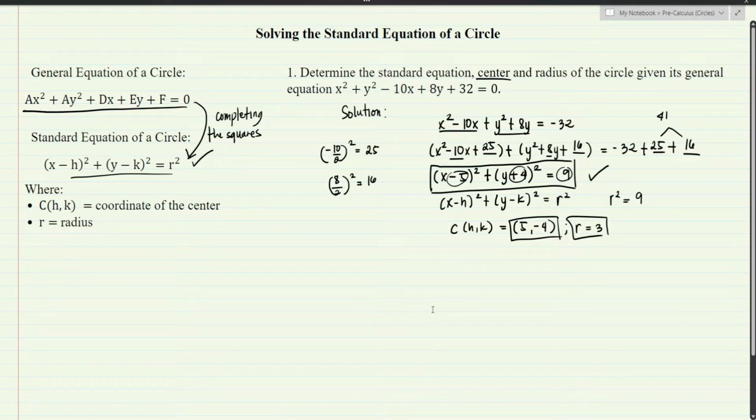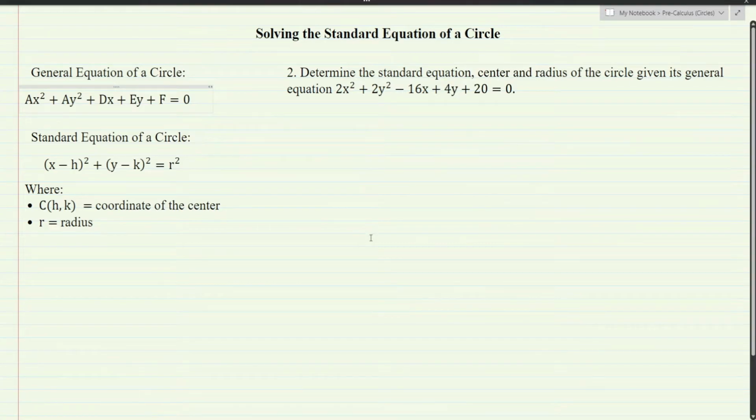Let's now solve problem number 2, wherein the coefficient of x squared and y squared is not equal to 1. So we have here the general equation 2x squared plus 2y squared minus 16x plus 4y plus 20 equals 0. For its solution, we would need to divide first all the terms of the general equation by the coefficient of x squared and y squared, so that it would be easy for us to perform completing the squares.